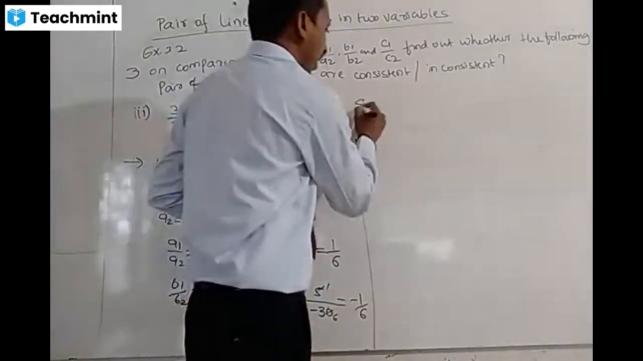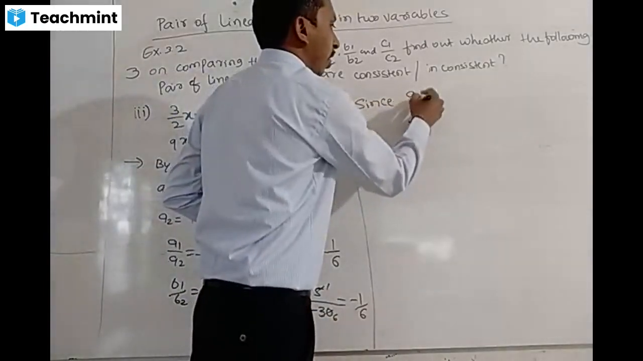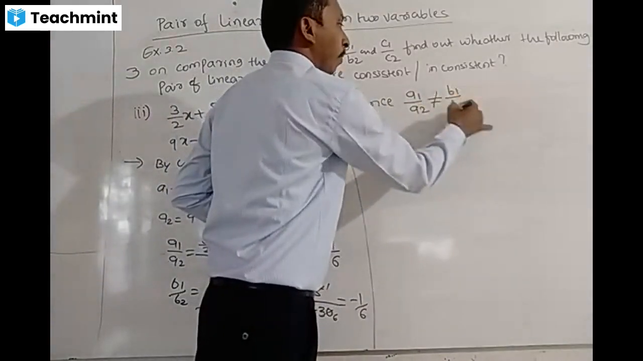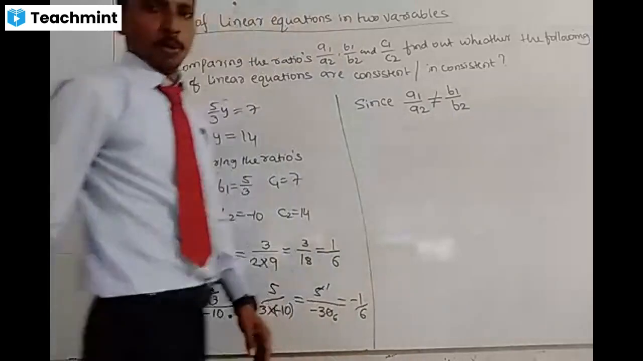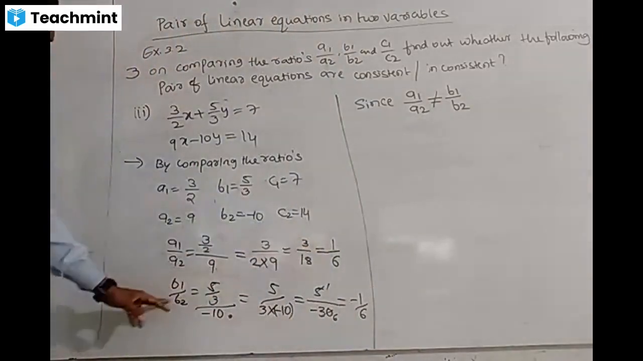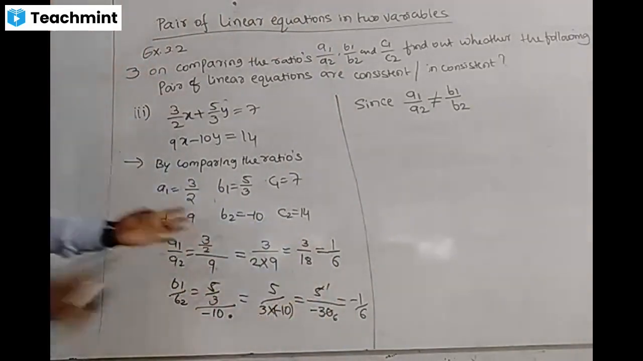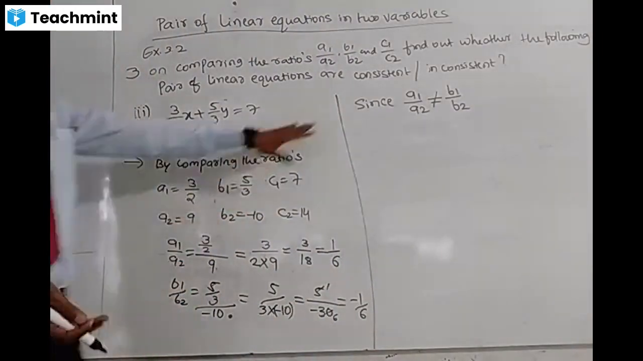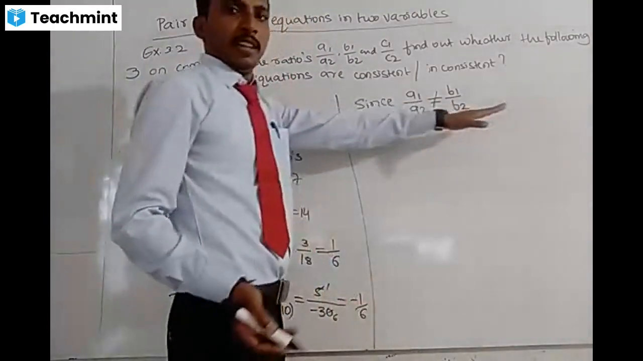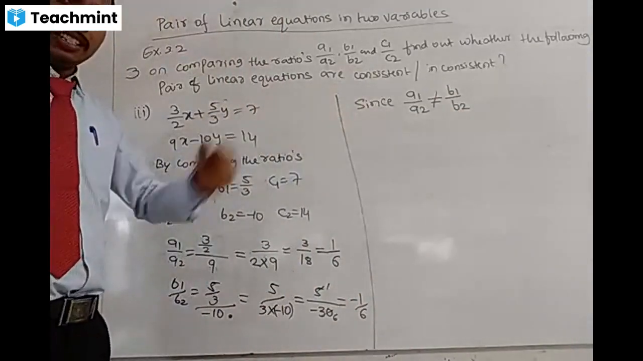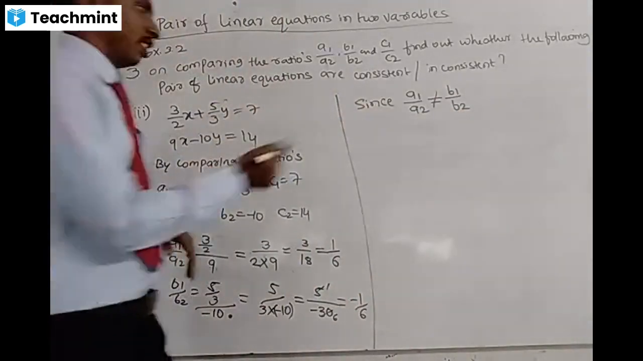Students, since A1 by A2 is not equal to B1 by B2. See here, A1 by A2 is 1 by 6, B1 by B2 is minus 1 by 6. Then if they are not equal, there is no need to go to C1 by C2. And now, if they are not equal, then the given pair of equations represents which lines? Yes, intersecting lines.